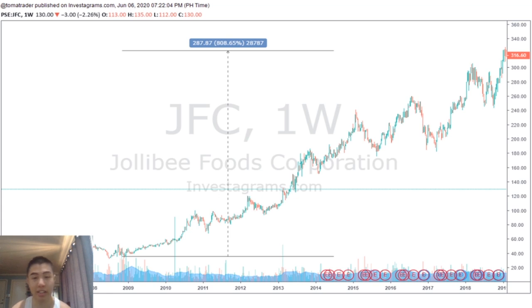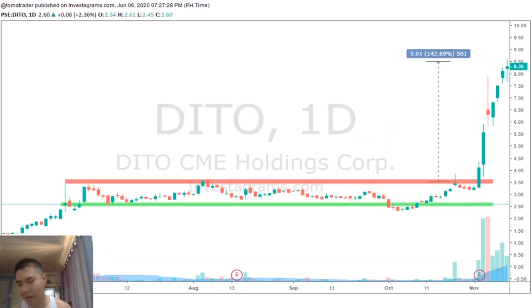10 years, 800%. But maybe you're saying, wow, 800%, but that's a decade. I don't like that, I want to double my money right away. So if you want to double your money, these are examples you can see, right? So you have here, going up 142% in 1, 2, 3, 4, 5, 6, 7 days. Right? So almost double your money in 7 days.